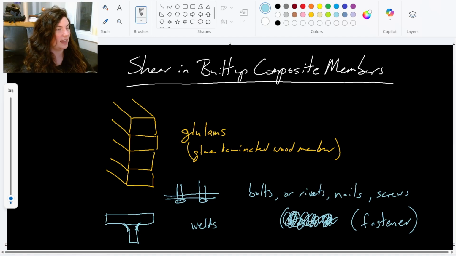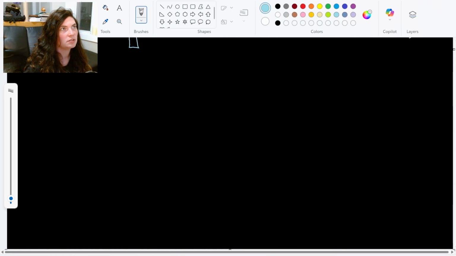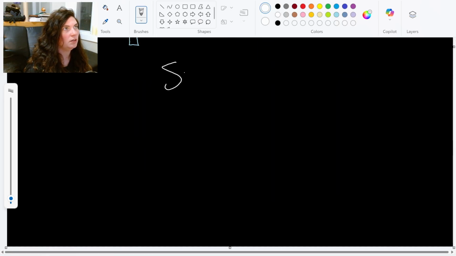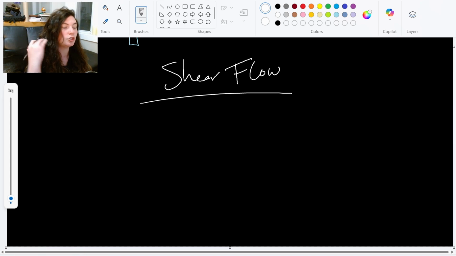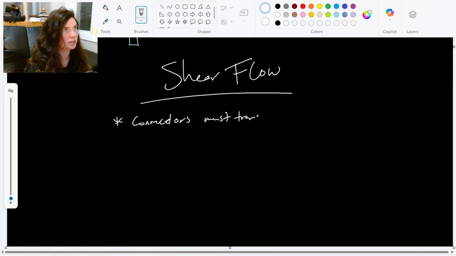And how we design for that is something called shear flow. So shear flow is how we design these connectors, right? These connectors have to transfer force in the longitudinal direction. Connectors or fasteners must transfer that force.